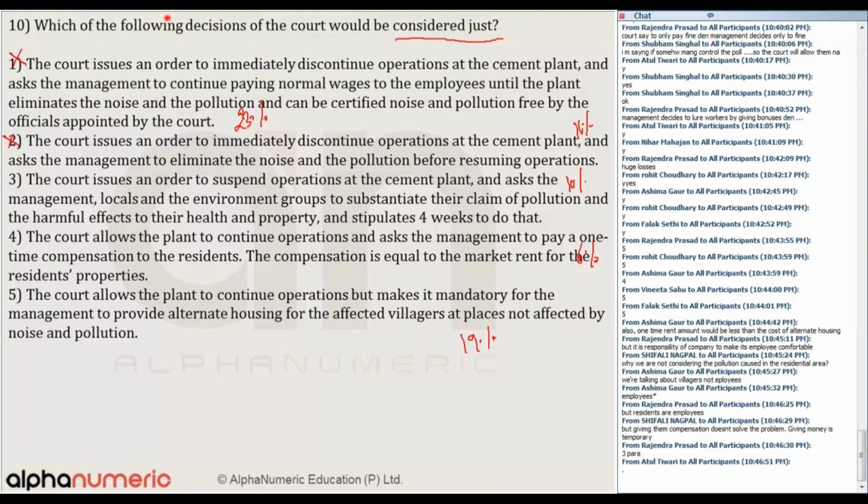You are saying third party, but giving them compensation? No, but if you are ready for that, then what is the issue in that? Giving money is not temporary. They are giving the money, they are giving the compensation. By using that compensation money, they will be able to shift to some other locations, Shifali, in that case.